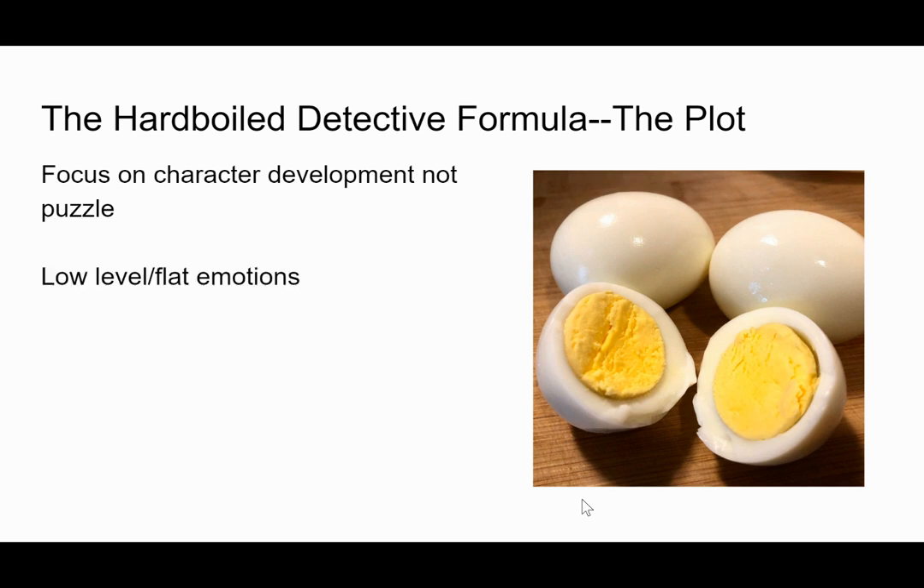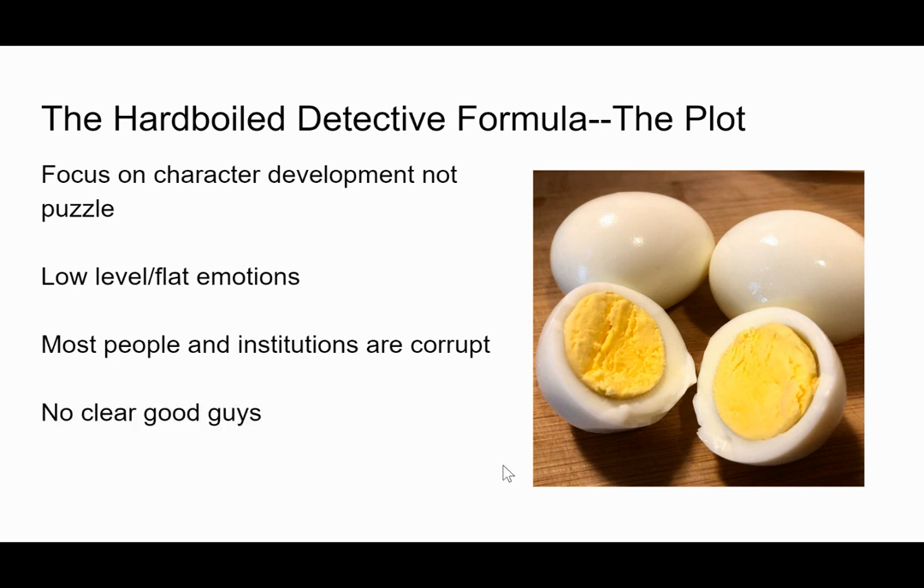The emotions are low level, they're almost flat. Everybody seems a touch depressed. And that's because most of the people we encounter, most of the institutions we encounter in these novels are going to be corrupt. Even the detective may not be a good guy. In fact, on the next slide, we'll see that the detectives are often amoral. And instead of a rural setting where the rainwater can wash everything clean, this is going to be an urban setting. Nothing's going to seem clean. It's going to be very, very grimy.